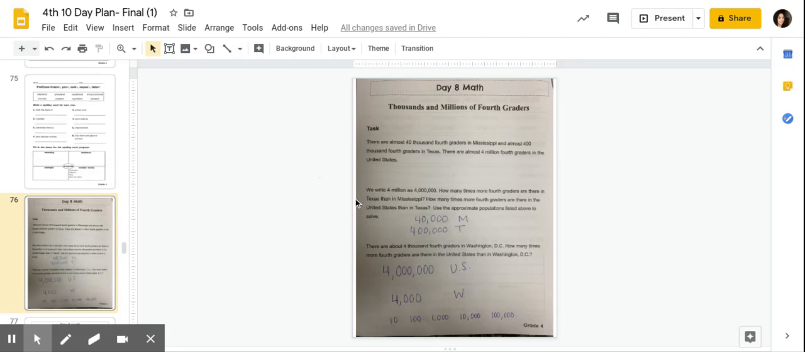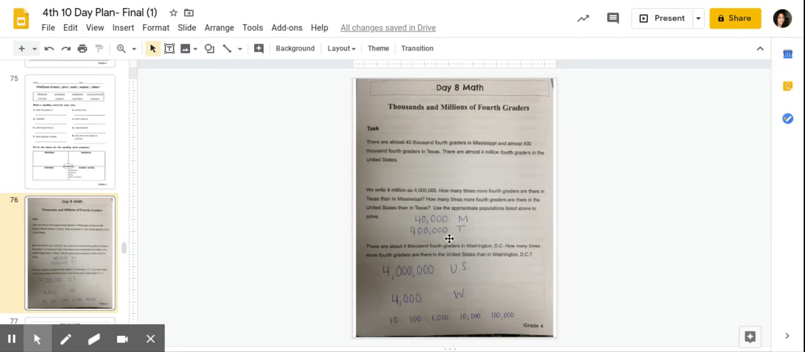We write 4 million as, and it looks like this. How many times more fourth graders are there in Texas than in Mississippi? How many times more fourth graders are there in the United States than in Texas? Use the approximate populations listed above to solve. And so I wrote out already for you here. This is going to be Mississippi and Texas, comparing those two.